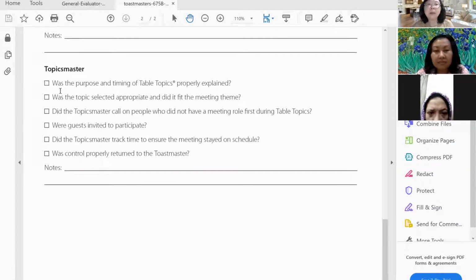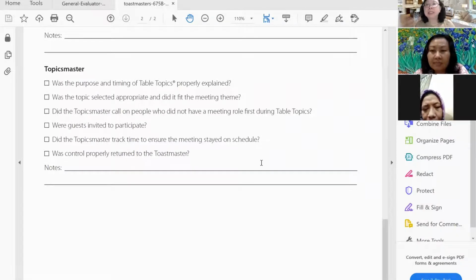And then about the topic master: was the purpose and timing of table topics properly explained? Was the topic selected appropriate and did it fit the meeting theme? Did the topic master call on people who did not have a meeting role first during table topics? Were guests invited to participate? Did the topic master track time to ensure the meeting stayed on schedule? Was control properly returned to the Toastmaster?